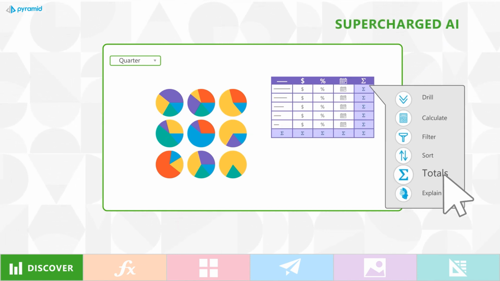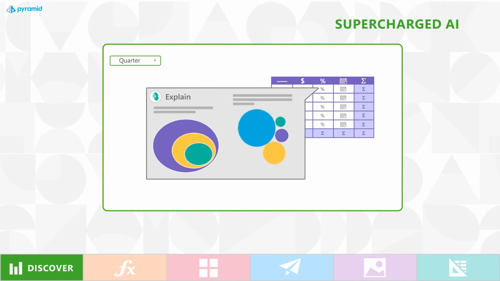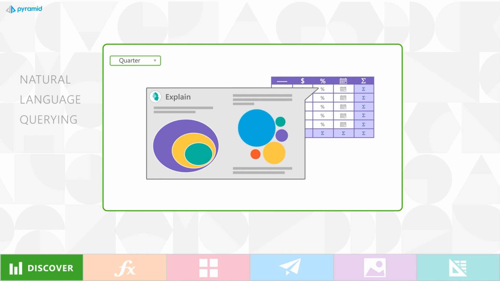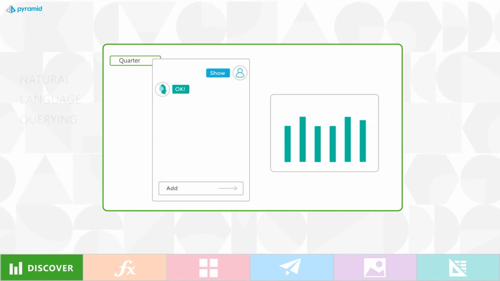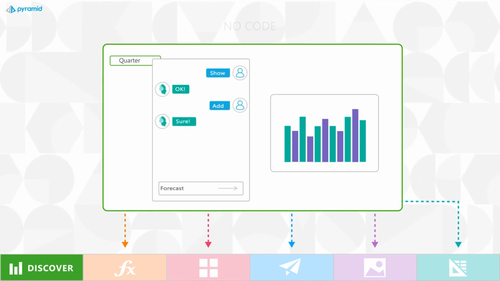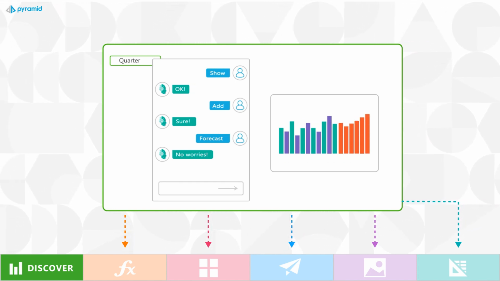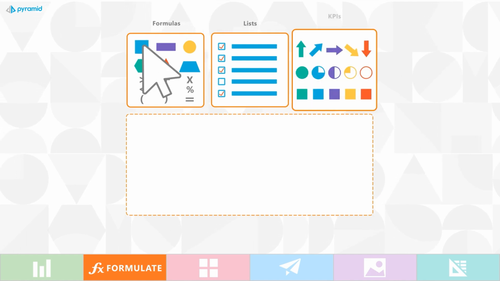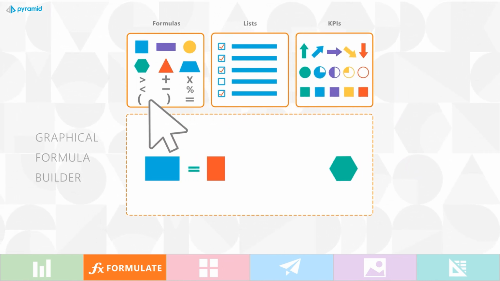Supercharged AI capabilities like explain let you deconstruct results with ML in a single click, while the natural language chatbot lets you ask complex analytic questions in plain language. Using Discover's wizards and advanced tools, you can drive sophisticated no-code analyses and reuse them in other parts of the platform.